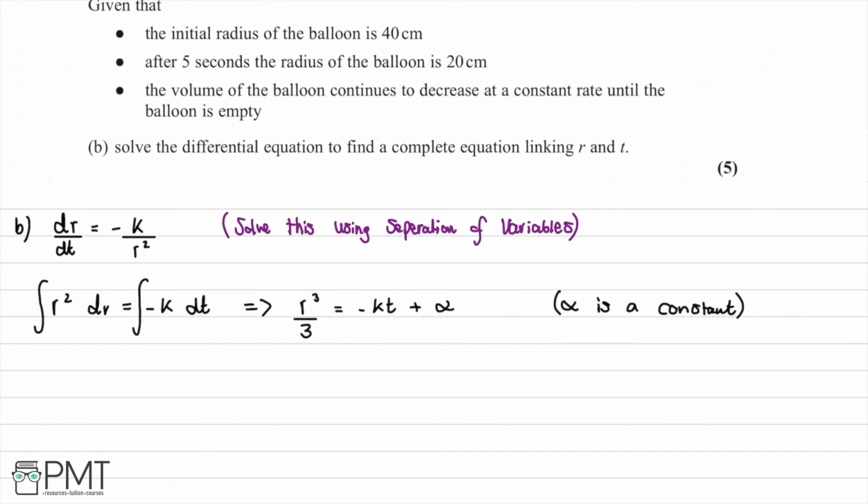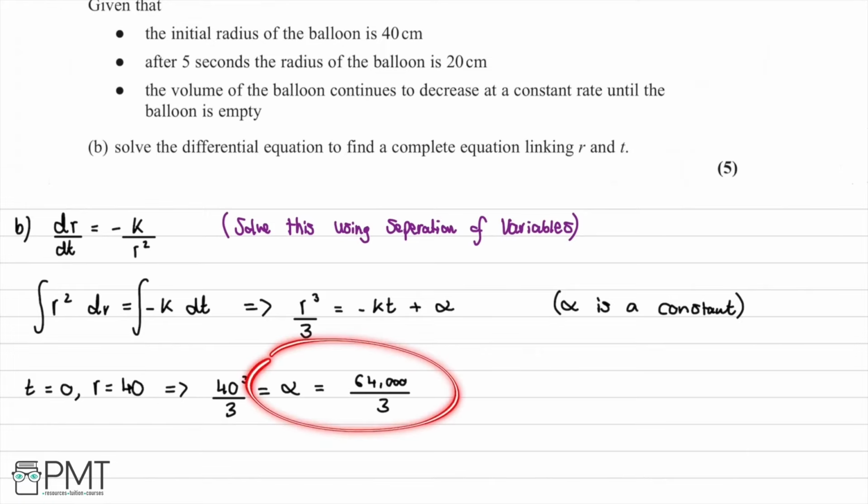So then what can we do from here? So we're given some information. We're told that the initial radius of the balloon is 40 centimeters. So therefore, when t is equal to 0, r is going to be equal to 40. So therefore, we can substitute these into this equation here. So we'll therefore have that 40 cubed divided by 3, so we're just substituting these values in, is going to be equal to negative k multiplied by 0, which is 0. And then we have our alpha term. So therefore, we have that is equal to alpha, and we'll just put 40 cubed over 3 into our calculator. What is that going to be? That's going to be 64,000 divided by 3. So that is our constant alpha.